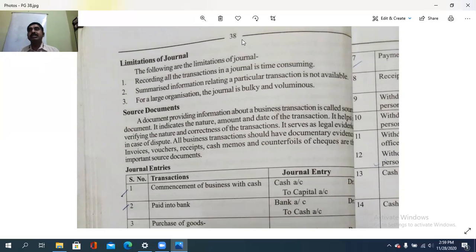Then, source document. What is meant by the next term is source document. A document that provides the information about a business transaction is called a source document. So we first write this transaction in a source document. From there we go to recording, or to the journal.